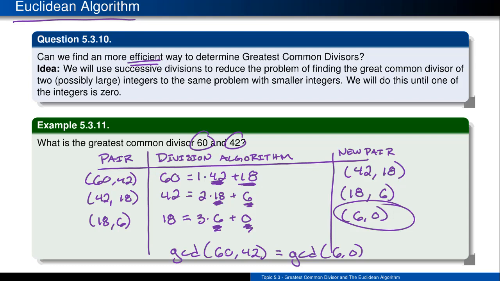So what ends up happening is that this GCD of 60, 42 is equal to the GCD of 6 and 0, which in this case is going to equal 6, which is nice because that's exactly what we were expecting to see in this situation.